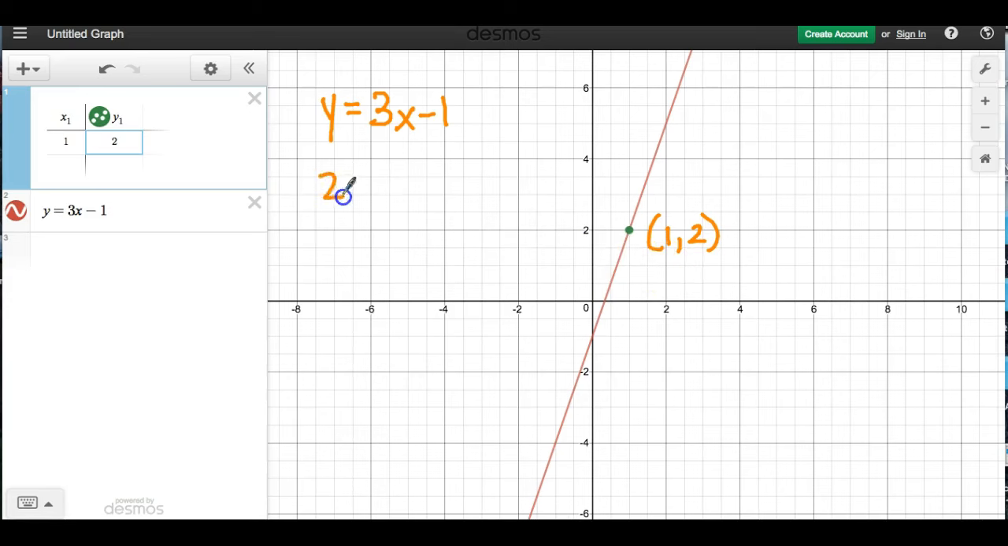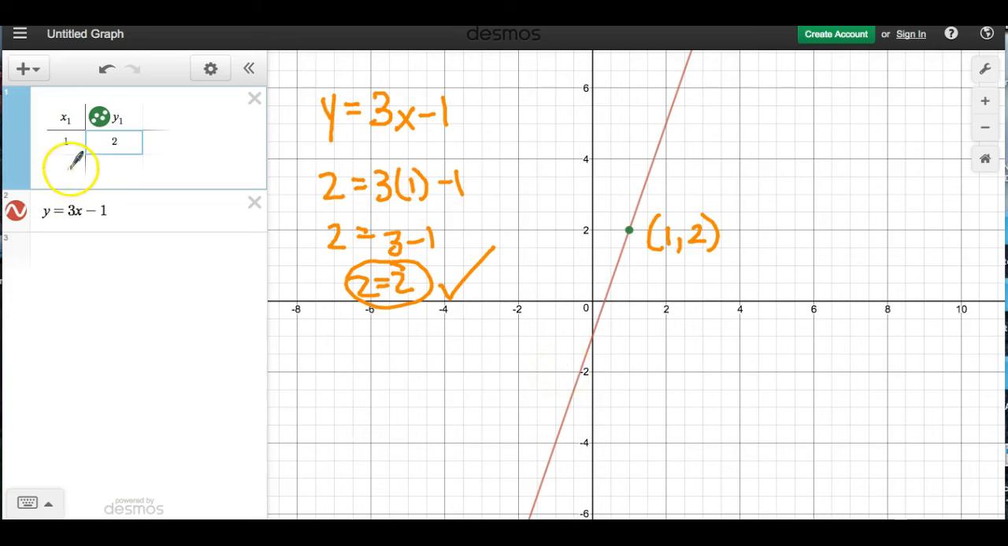So if y is 2, then 2 equals 3 times x, which is 1, minus 1. 2 equals 3 times 1 is 3 minus 1, and 3 minus 1 is 2. 2 equals 2 is a true statement. This is a solution to this equation because the xy value works. Every single point on this line will work. You can find any of them.